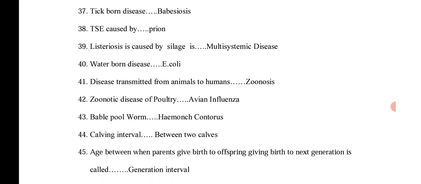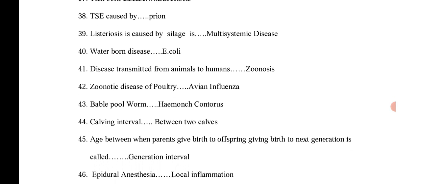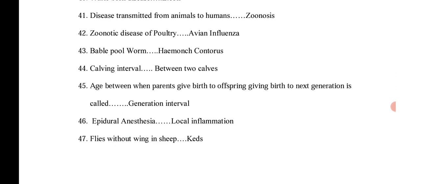Calving interval is the interval between two calves, from one calf to the next calf. Generation interval is the average age of parents when they give birth to the next generation, or the interval between two generations.